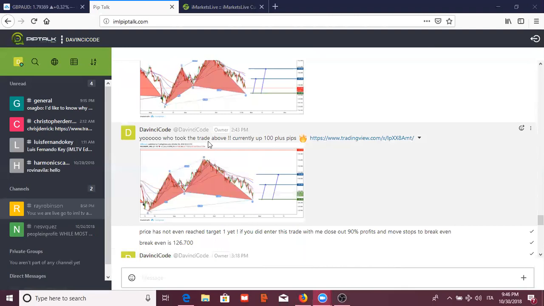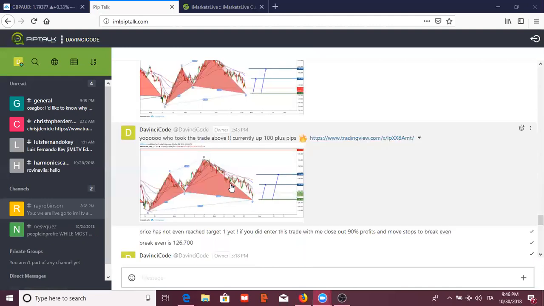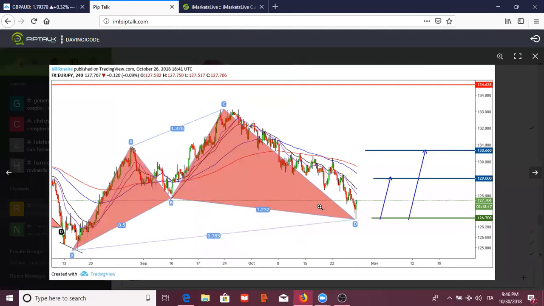This is Euro JPY right here. You can see the before picture that I had, this is where I entered. I sent this picture out last week. Price is currently up here, so we're looking forward to hitting target 1. It's probably going to consolidate, then boom, come up and hit target 2, and I'll exit the trade.